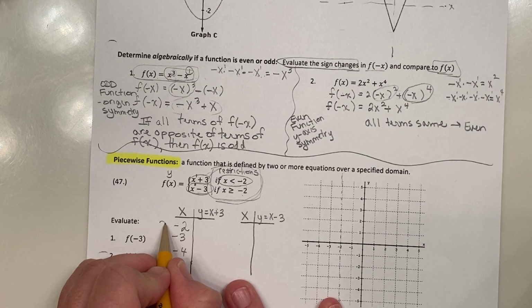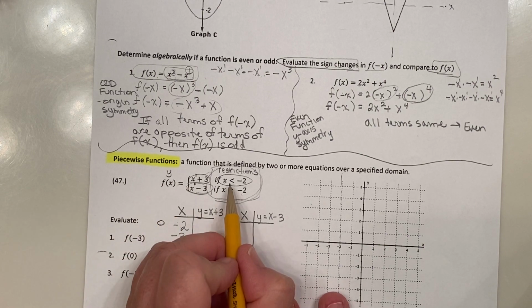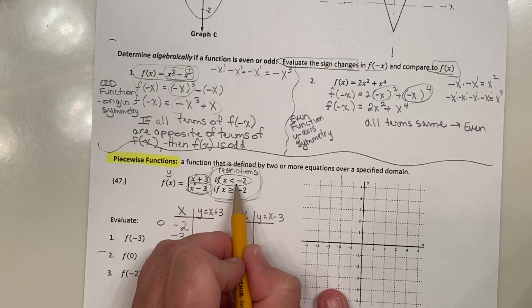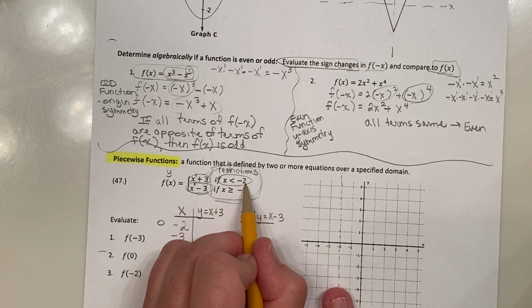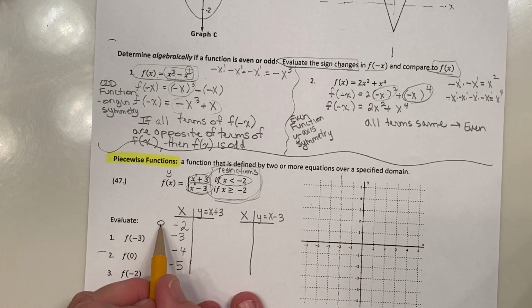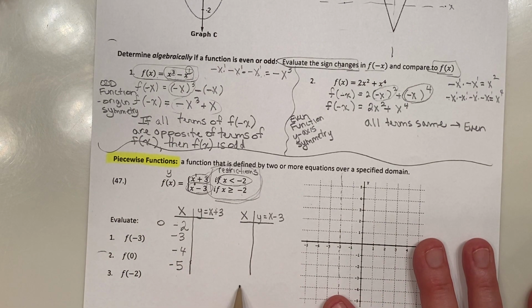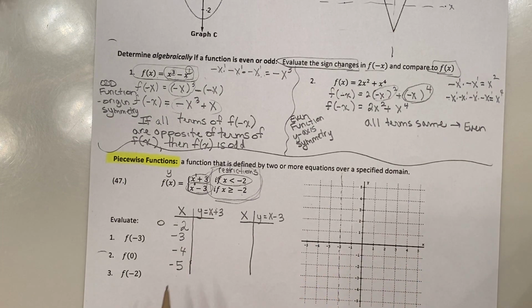But out to the side, I might put a little open circle because I know if I don't include x equals -2 and it's less than, I want to get as close to x equals -2 on my graph as I can. So I'll put an open circle here. Let's go ahead and build the x's that belong here, and then we'll finish the tables and plot the graph.